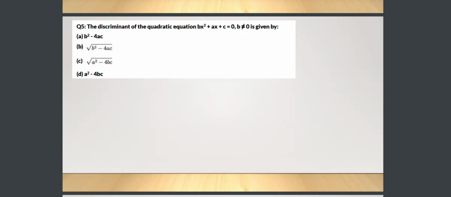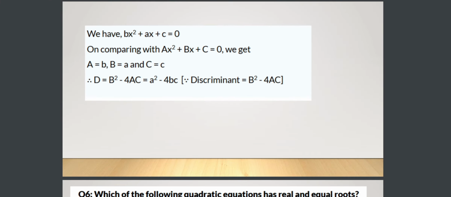The discriminant of the quadratic equation is given by, okay, we have to find the discriminant. Do you know the formula of discriminant? You should remember discriminant, that is D equals under root coefficient of x whole square minus 4 into coefficient of x square into constant term. So put all these values that I have told in the formula of discriminant, and you will get under root a square minus 4bc. Write the answer in the comment box. Move to the next question. So you can match your answer.